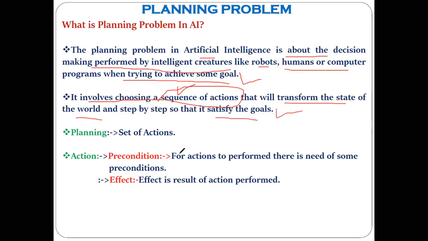So according to the definition of planning and the planning problem, I can write here, planning is nothing but a set of actions. Yes or no? Planning is nothing but some set or sequence of actions. Now, what is the action? Action is nothing but performing some kind of activity, performing some kind of operation. Yes or no?